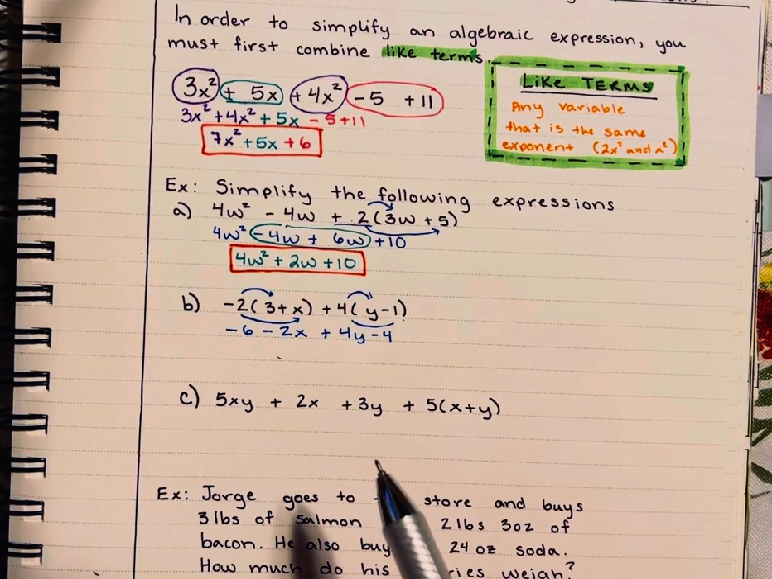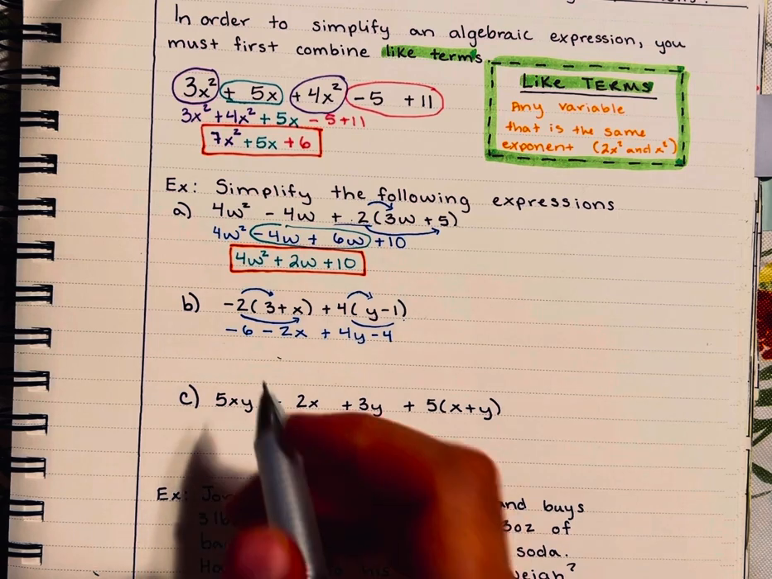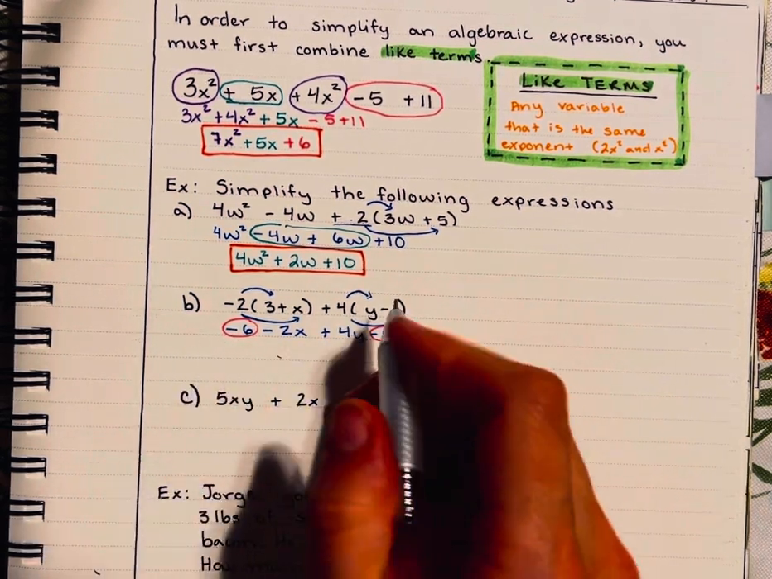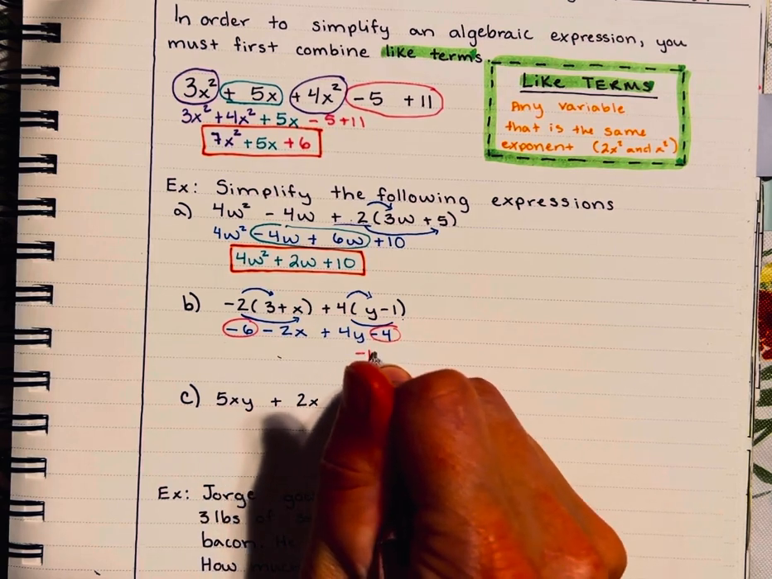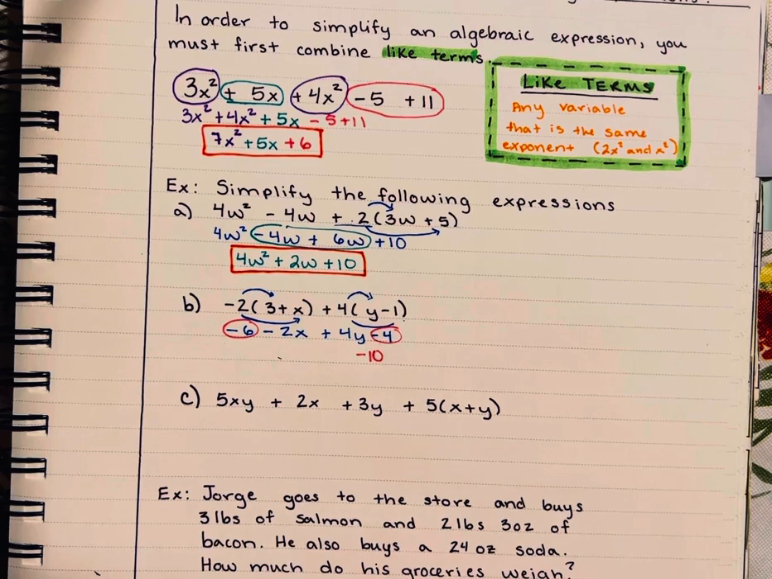That's because they are the same thing, okay? So now I got to combine my like terms. In this example, the only like terms that I have are actually going to be my constants, my -6 and my -4. And if I were to combine those, I'm going to get -10. -6 minus 4 is -10.